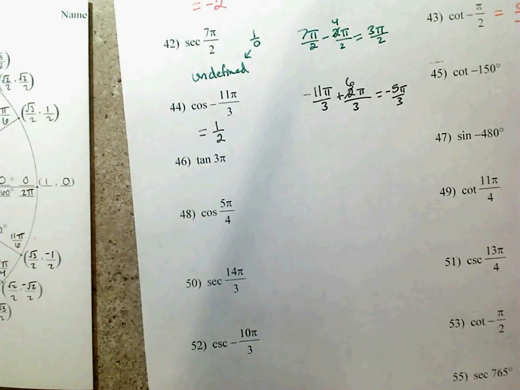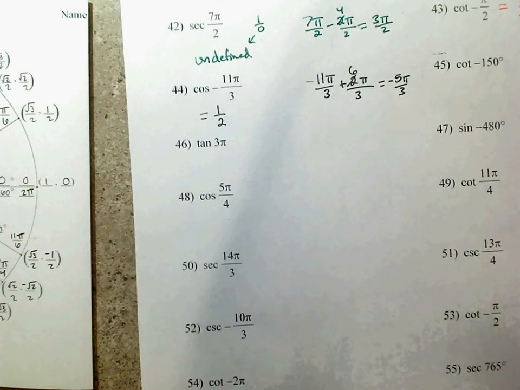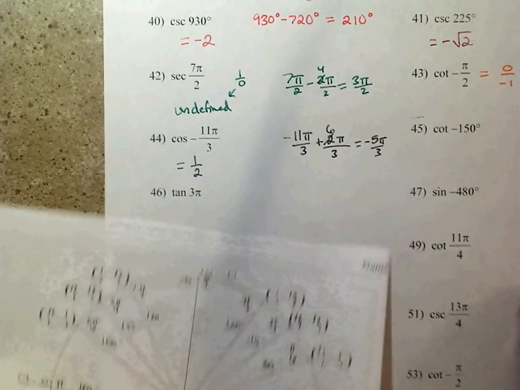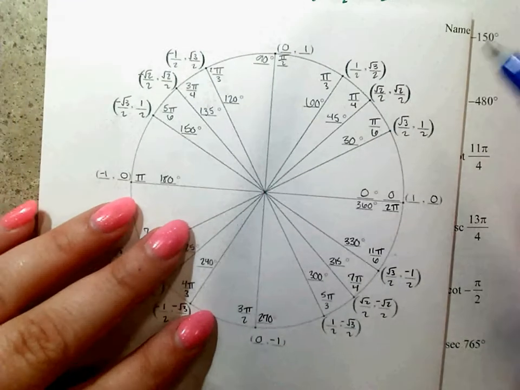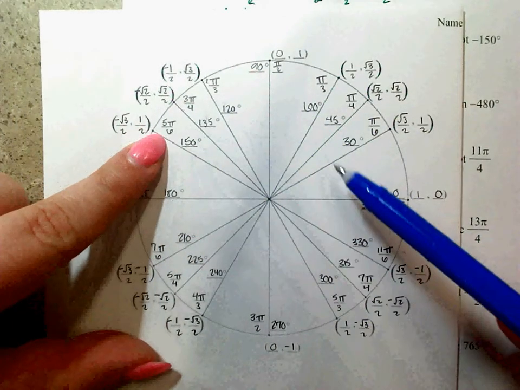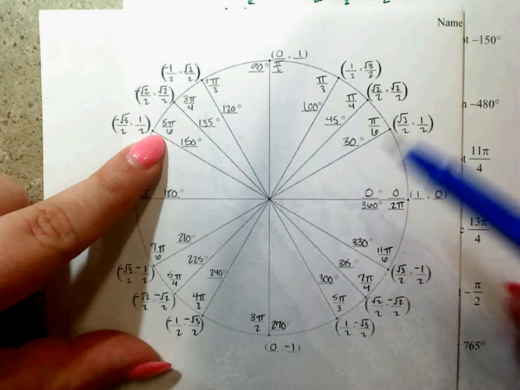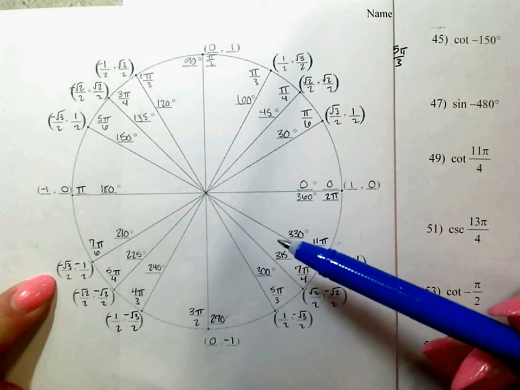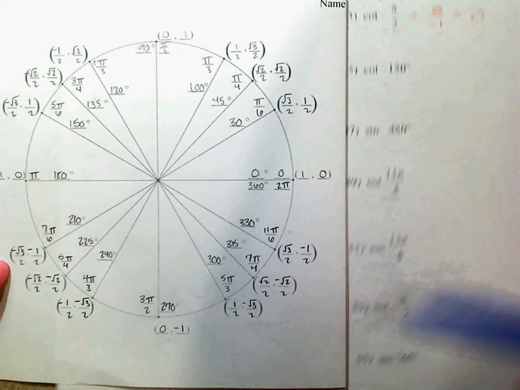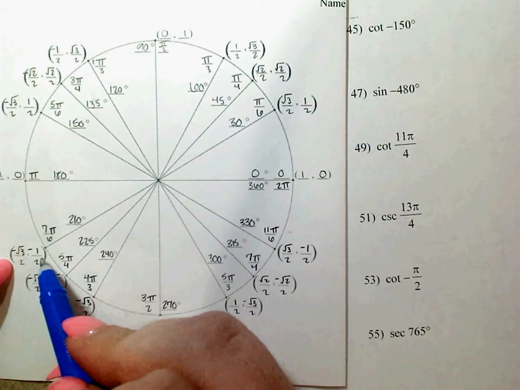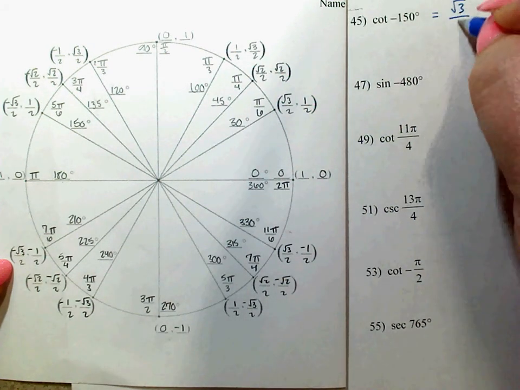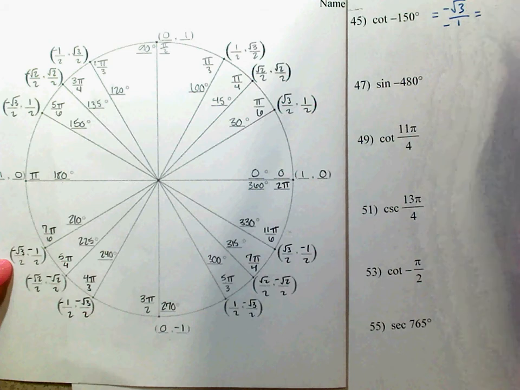Number 45, cotangent of negative 150 degrees. I really like cotangent, don't I? Negative 150 degrees. So if 150 degrees is right here, that's positive at 150 degrees. Then negative 150 degrees is right here at 210. And I'm asking for cotangent. Cotangent is x over y. So that would be square root of 3 over 1. You could think of it as a negative, but either way, you end up with square root of 3.